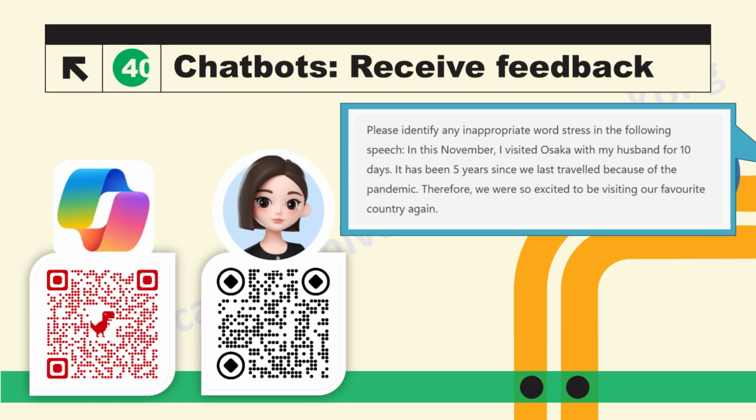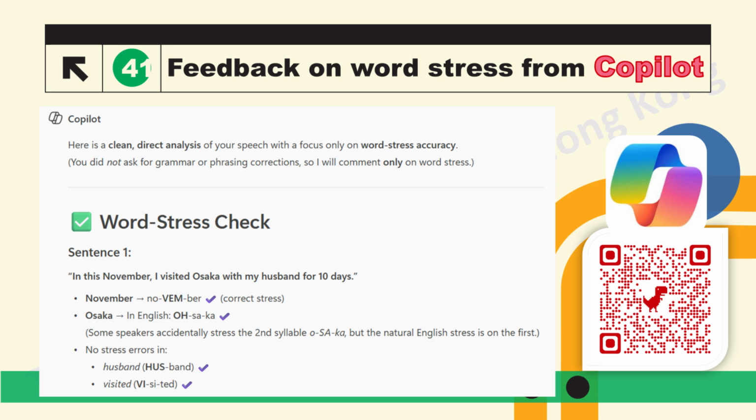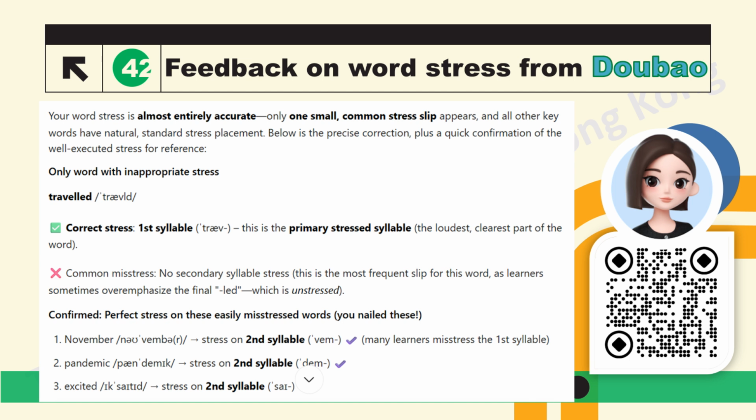After listening and imitating, we can then use chatbots like Copilot and Doubao to get feedback. Let's give both Copilot and Doubao the same prompt. Please identify any inappropriate word stress in the following speech and check their responses. This is the feedback from Copilot. And this is from Doubao. As always, keep in mind that some responses may not be accurate.